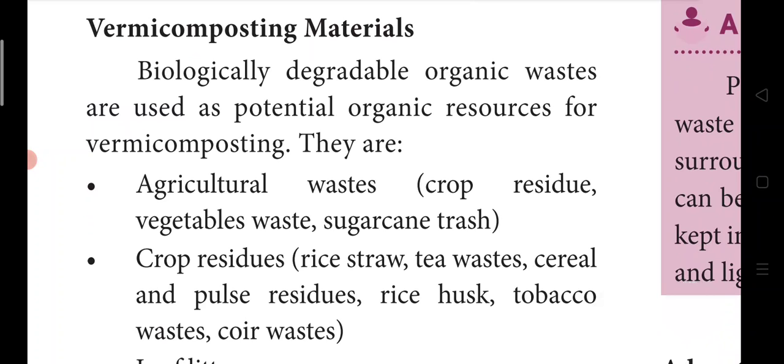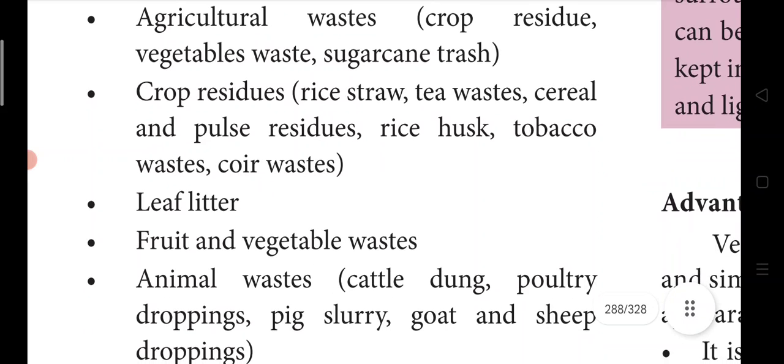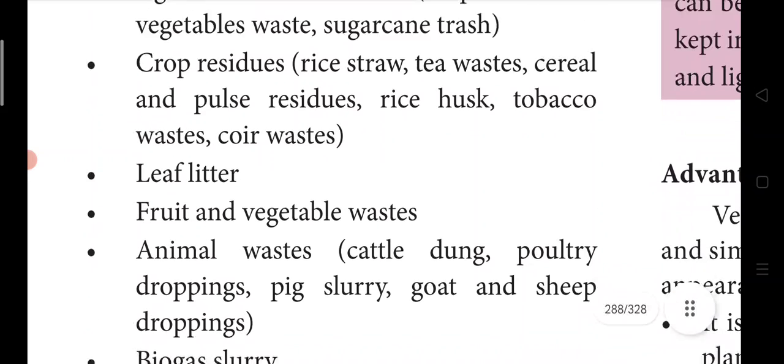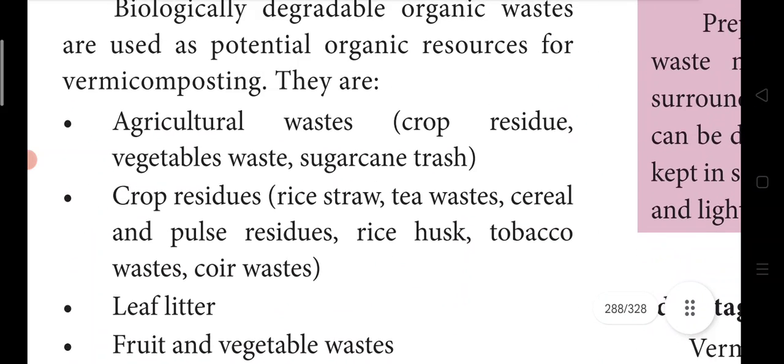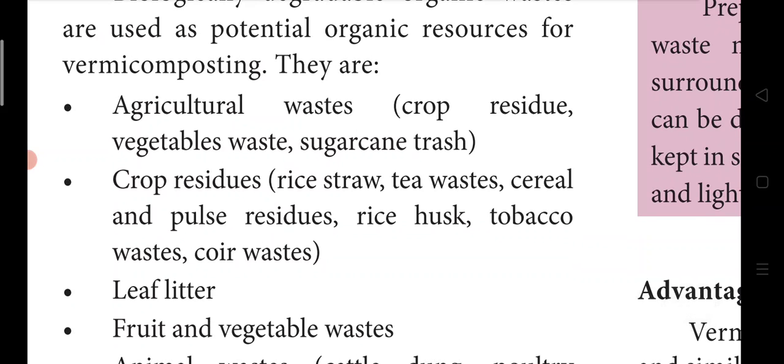Biologically degradable organic waste is used as a potential organic resource for vermicomposting. They are agricultural waste and crop residues, leaf litter, fruit and vegetable waste, animal waste and biogas slurry. When it comes to agricultural waste, if we collect all this and keep composting it in a container, it will get converted into manure. Agricultural waste includes crop residue, vegetable waste, and sugar cane trash, all of which we can use.